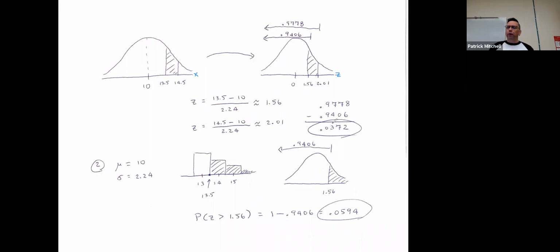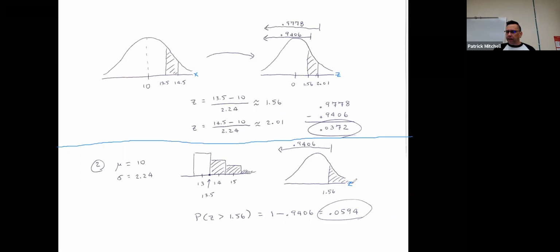Unfortunately, it's not the interesting question. If I'm guessing at a true-false test, I want to know the probability I pass, not the probability that I barely pass. So in number 2, mu is still 10, sigma is still 2.24. The difference now is I am interested in the outcomes 14, 15, all the way up. It was at least 14. So I'm going to start at 13.5, everything to the right of 13.5. As a standard normal distribution, that becomes the probability that z is greater than 1.56.